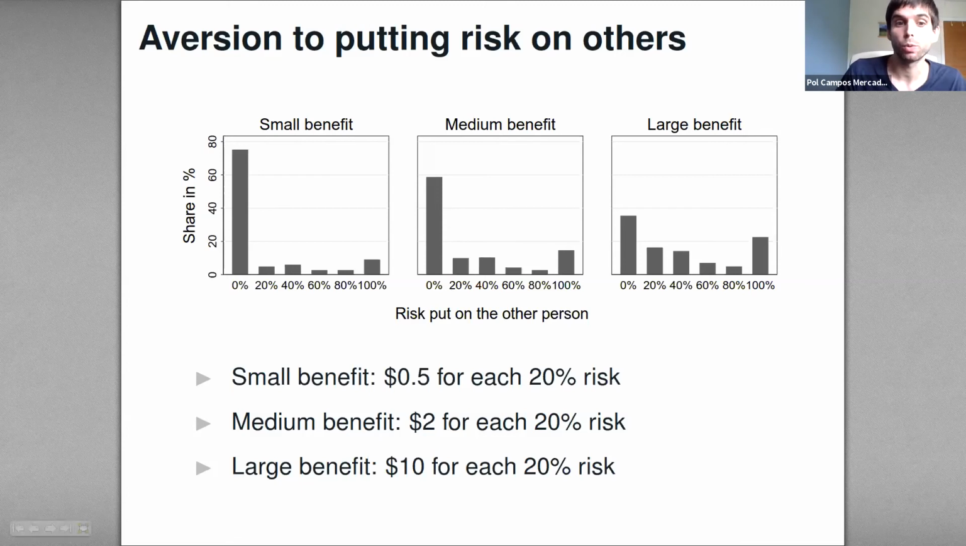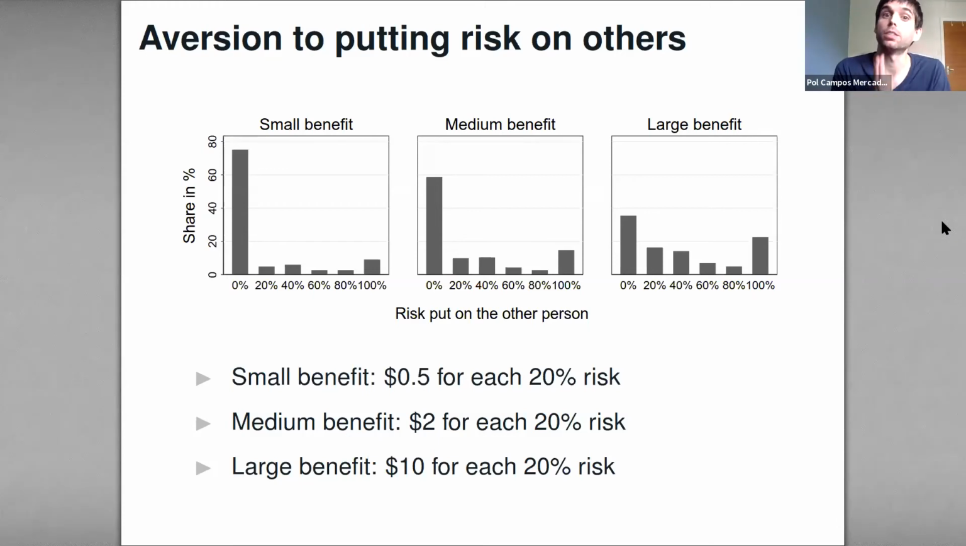So what we see is that when there's a small benefit, then most people put 0% risk on others. While when there's a large benefit, still most people put 0% risk on others. There are some who start putting more risk on others, but still it was much more striking than we thought. So people are very averse to putting risk on others. But of course, we found some people who were very averse, who always chose 0, and some people who actually, for some amounts, were willing to put more risk on others.